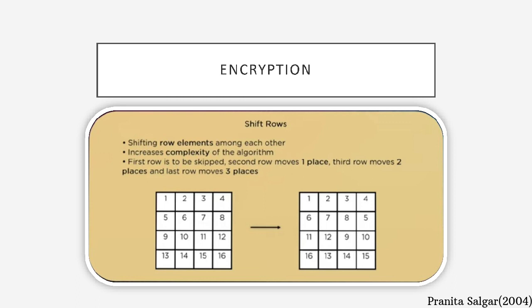Let's discuss the rule of shifting rows in a state array. Row 1 has no shifting, so row 1 stays as it is. Row 2 performs a 1 byte circular left shift. The third row performs a 2 byte circular left shift. The fourth performs a 3 byte circular left shift. So these are the rules of the ShiftRows transformation function.